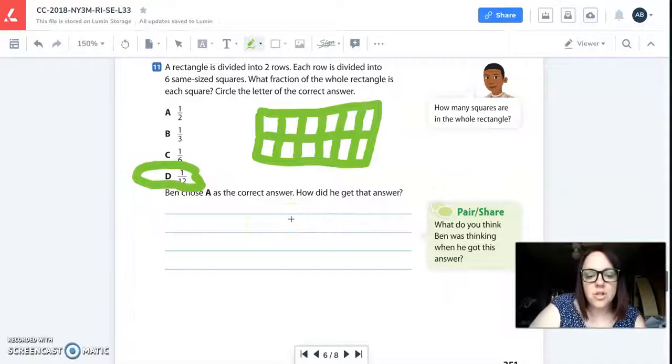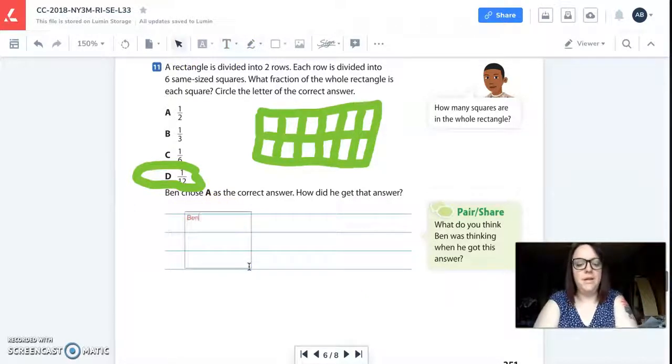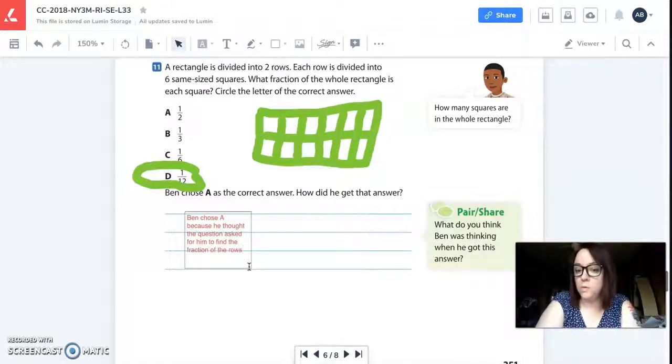Okay, Ben chose A as the correct answer. How did he get that answer? Let's see what he chose. He chose A, so he chose 1/2. Oh, so what he did, so Ben chose A because he thought the question asked for him to find the fraction of the row and not the whole rectangle.